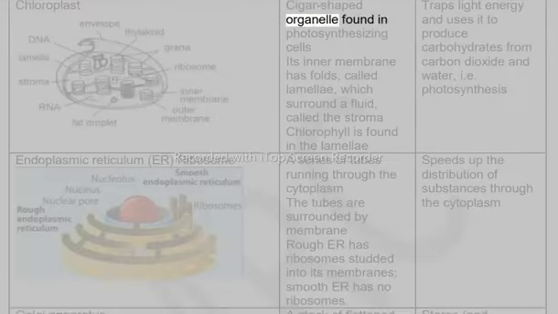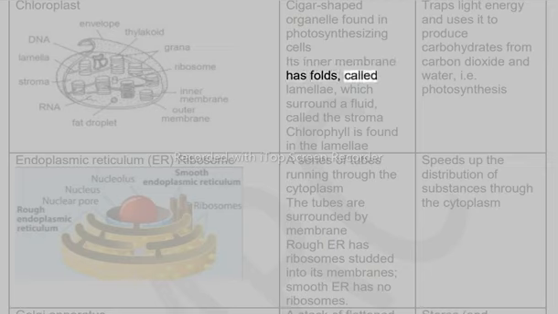Chloroplast. Cigar-shaped organelle found in photosynthesizing cells. Its inner membrane has folds, called lamellae, which surround a fluid, called the stroma. Chlorophyll is found in the lamellae. Traps light energy and uses it to produce carbohydrates from carbon dioxide and water, i.e. photosynthesis.